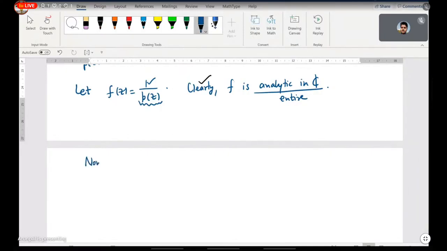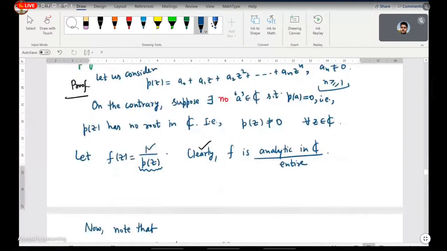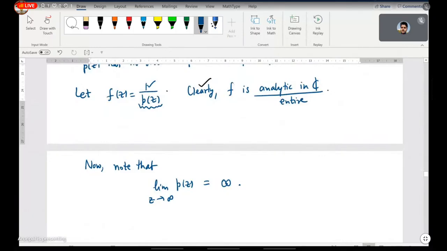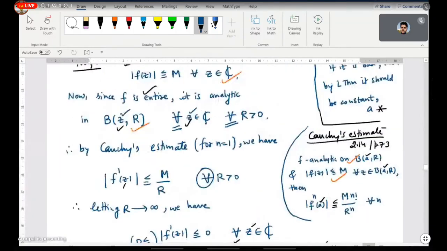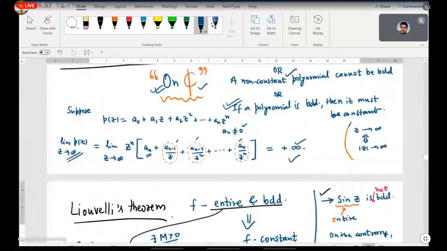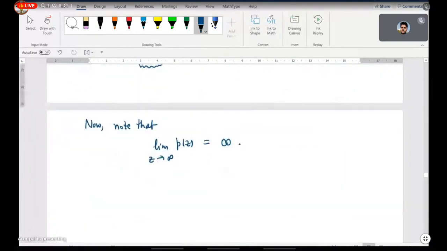Now, note that the limit as z tends to infinity of P(z), class, as I explained to you just 10 minutes ago, will come out to be infinity, because we are taking a non-constant polynomial, right class? Yes, sir. I explained it in the beginning today. Is this okay, class? So note that as z tends to infinity, this limit will be infinity.